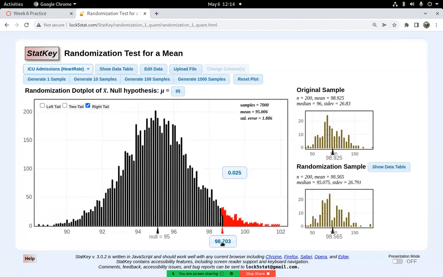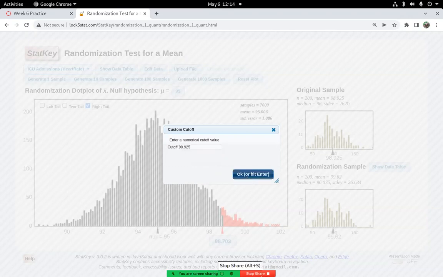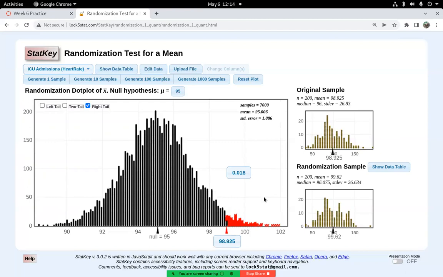Then I'm doing a right tail test. And I need to then replace this heart rate down here, average heart rate, the one from my sample. So I want to see where does my sample fall compared to the 95. My sample had an average of 98.925. And then StatKey recalculates and says about 1.8% of other similar samples will have a mean of at least 98.925. And that is what we call a p-value for a right tail test in this case. So I'm getting a p-value of 0.018 based on my sample average of 98.925.